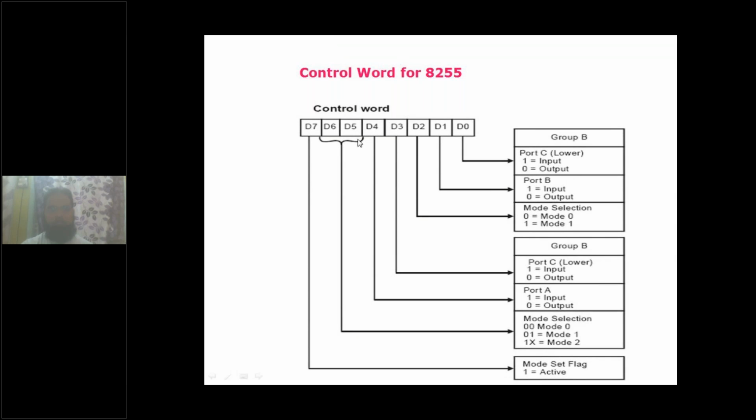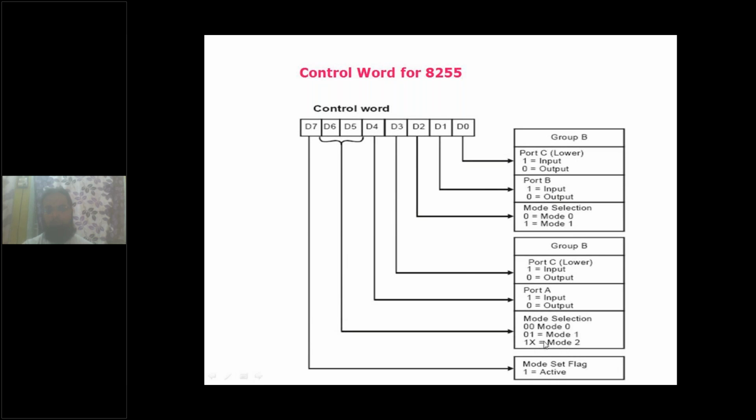These are the two bits which indicate the mode of operation of port A. So if these two bits are 0 0, port A operates in mode 0. If these two bits are 0 1, mode 1. If these two bits are 1 0, mode 2.